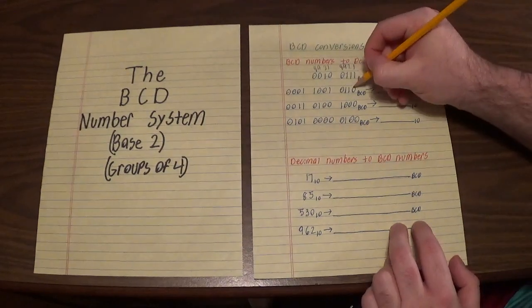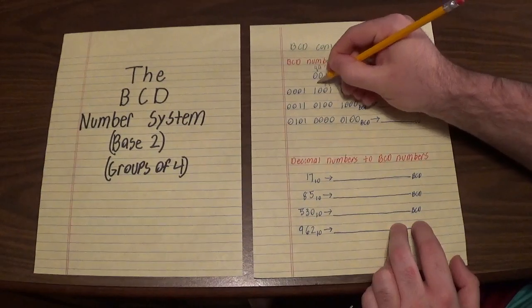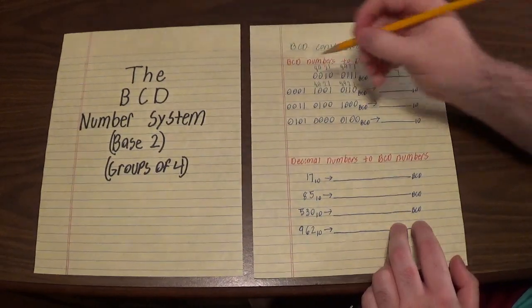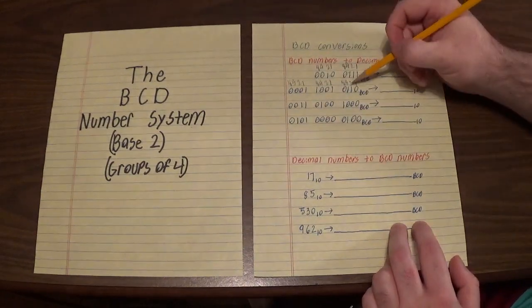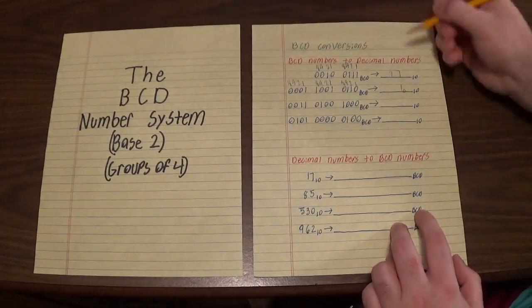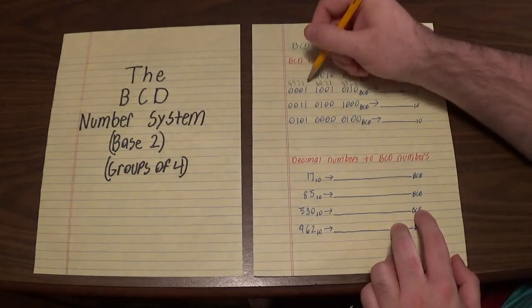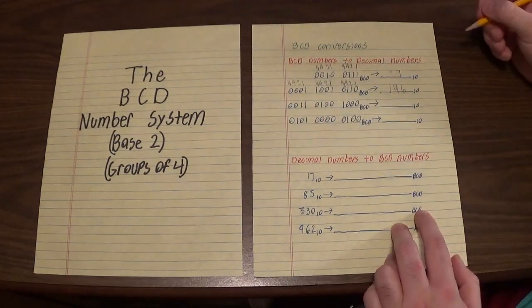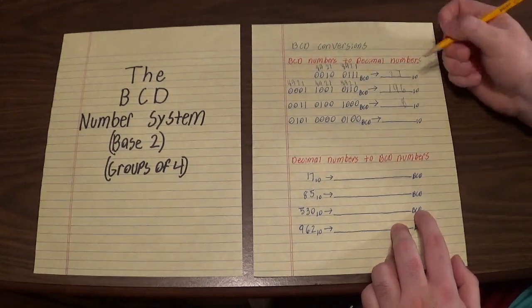Okay. So the next one, 1, 2, 4, 8, 1, 2, 4, 8, 1, 2, 4, 8. So I have 4 and 2 is 6. 8 and 1 is 9. And 1 in the 1 place. So that's 196.